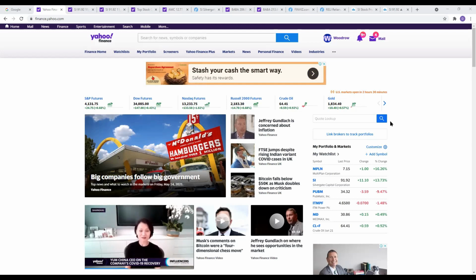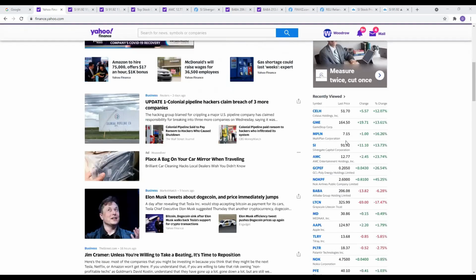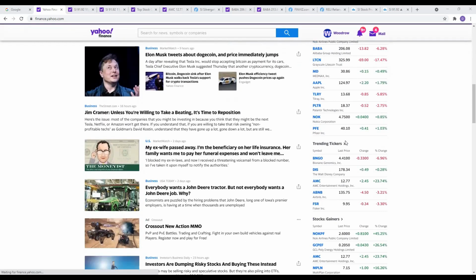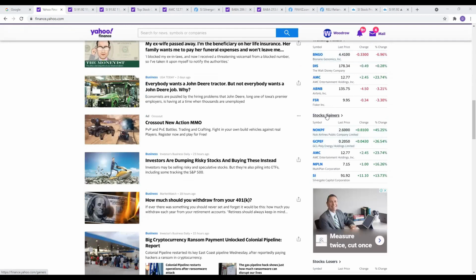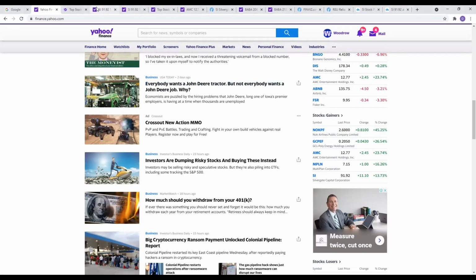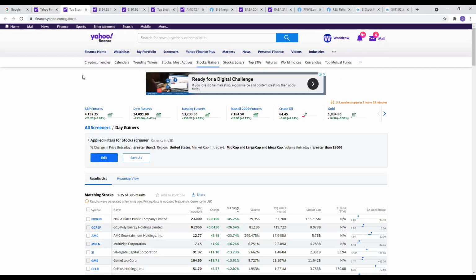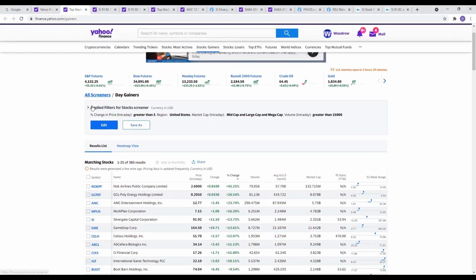So we're looking at stocks. The first thing I do is I look for the most active gainers. So I go down to the most active gainers. These are the most active gainers. So I click here. I have a series of other screens open here. These are the most active gainers.